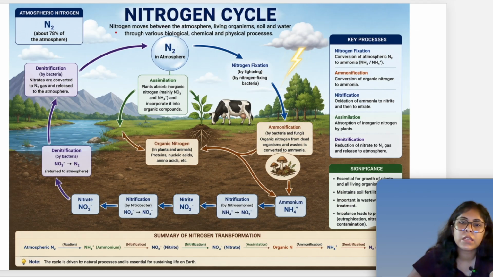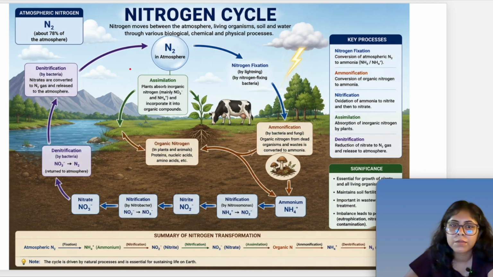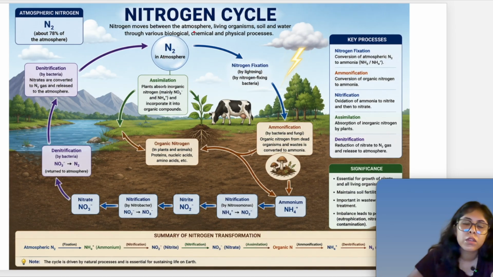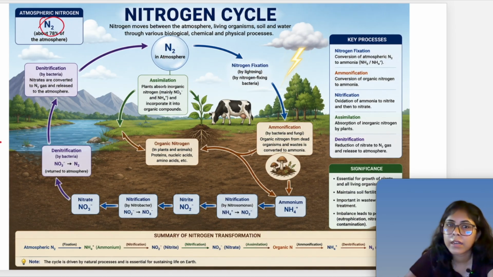So here we see the nitrogen cycle. The nitrogen cycle is nothing but the conversion of nitrogen into the different compounds that we studied just now. The atmosphere has about 78% nitrogen, right? Now this nitrogen should be converted into organic nitrogen, right?